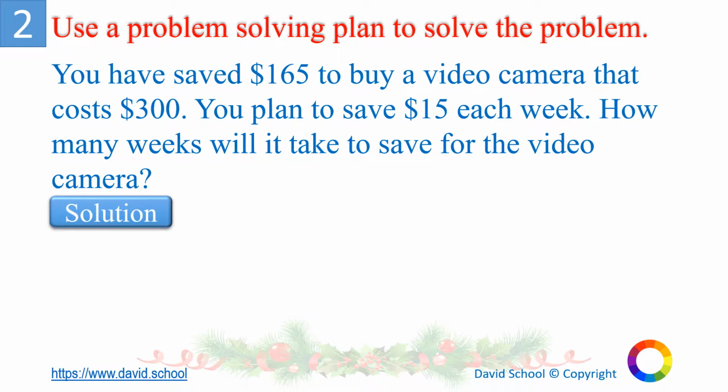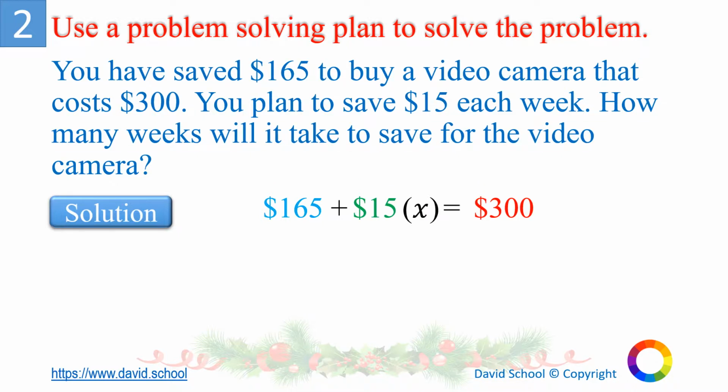Using this information, let us try to make an inequality. The video camera costs $300, but you have only $165, so you plan to save $15 each week. How many weeks will it take to save for the video camera? You saved $15 the first week, another $15 the second week, and the third week, and keep going. In x weeks you saved $15 each.